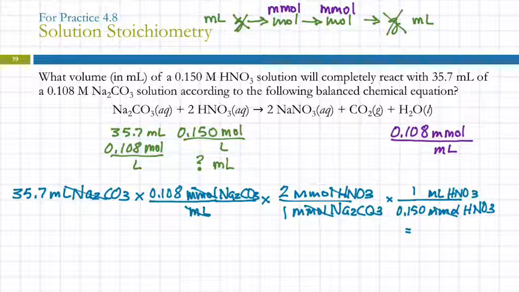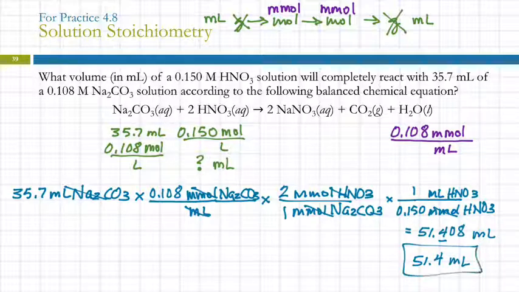So 35.7 times 0.108 times 2 divided by 0.150. And thinking ahead, I should have 3 significant figures: 51.4, write down 2 extras, which is all there are, and round this to 51.4 milliliters. Anybody else get that value?